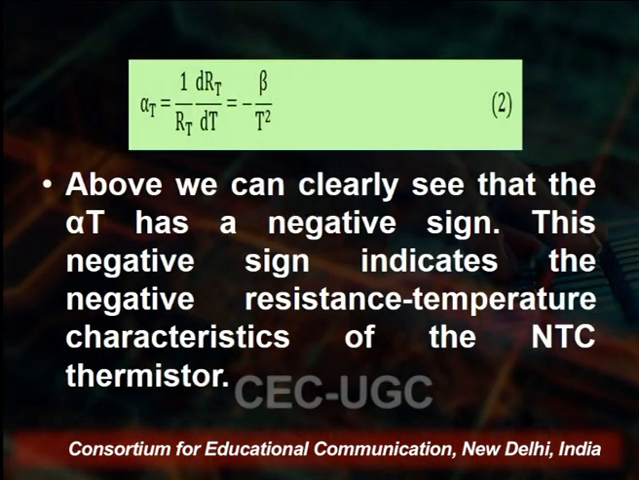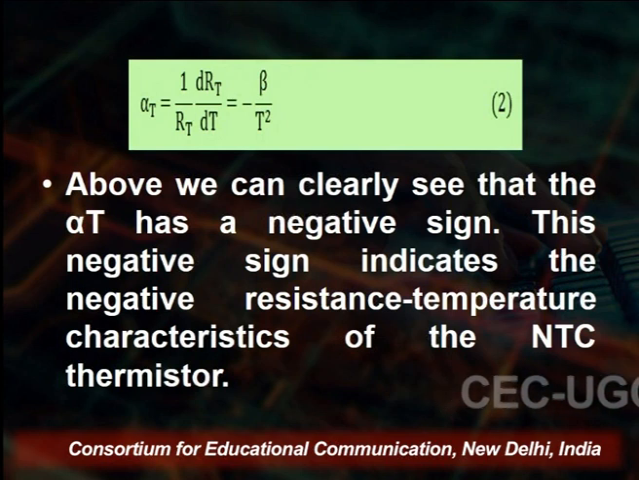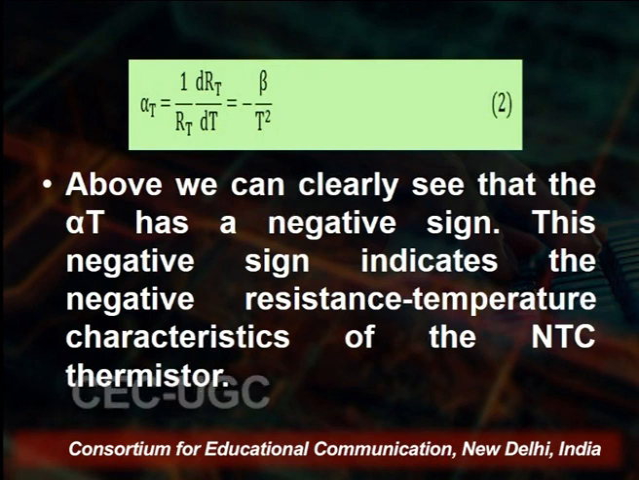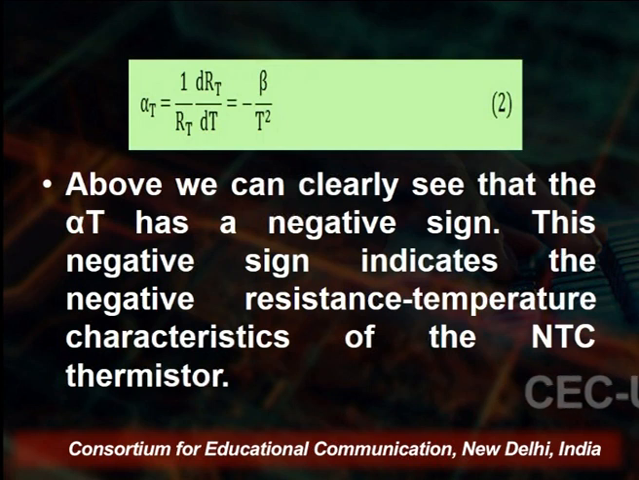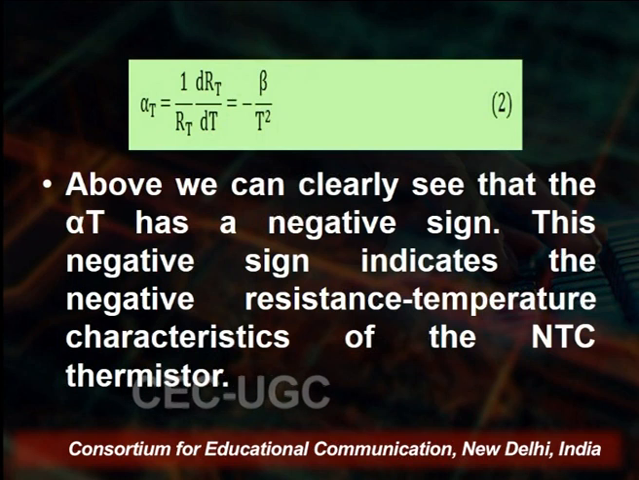From the expression, we can obtain the resistance temperature coefficient, and this is nothing but the expression for the sensitivity of the thermistor. So, from here we can find out the sensitivity of the thermistor, that is alpha T, and it is clearly seen that it has a negative sign. This negative sign indicates the negative resistance temperature characteristics of the NTC thermistor.